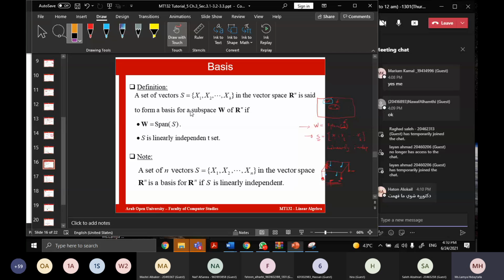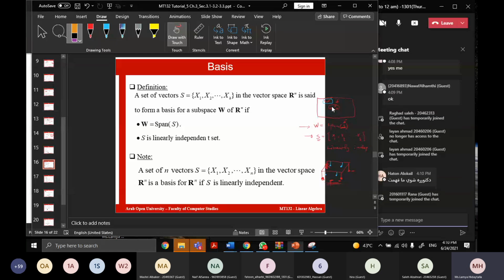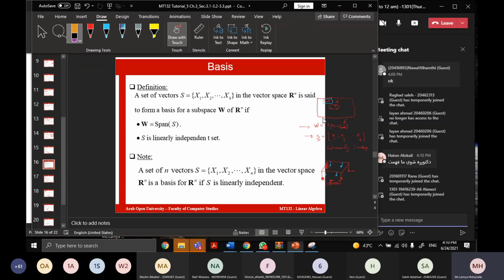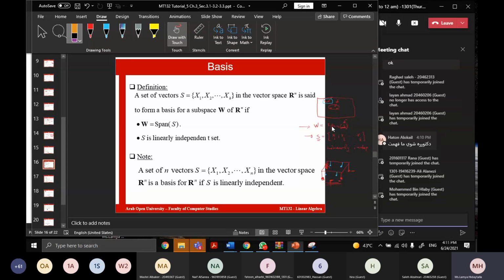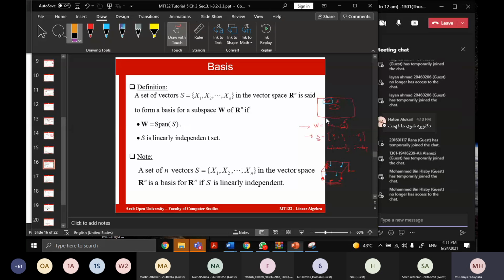When we talk about bases, we talk about bases whether for the big one or the small one. What are the bases for the big one? The same definition. You have to find some elements from this big space, and these elements should span this space. Instead of W here we put V. They should give you the whole V. Clear? So V is equal to span S.